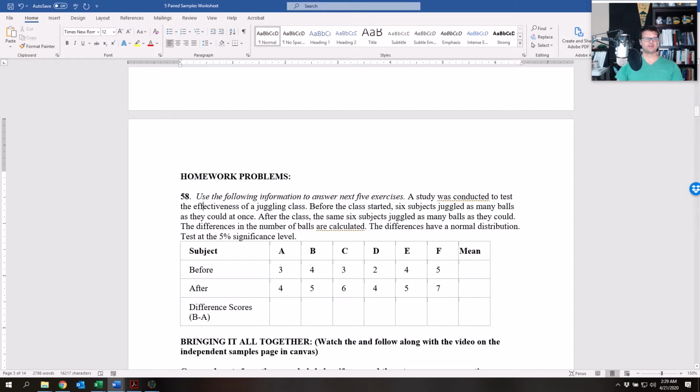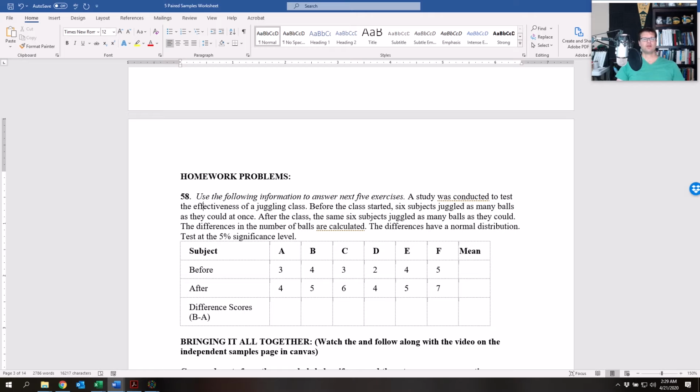Use the following information to answer the next 5 exercises. A study was conducted to test the efficiency of a juggling class. Before the class started, 6 subjects juggled as many balls as they could at one time. After the class, the same 6 subjects juggled as many balls as they could. The difference in the number of balls is calculated. The differences have a normal distribution. Test this at a 5% significance level.